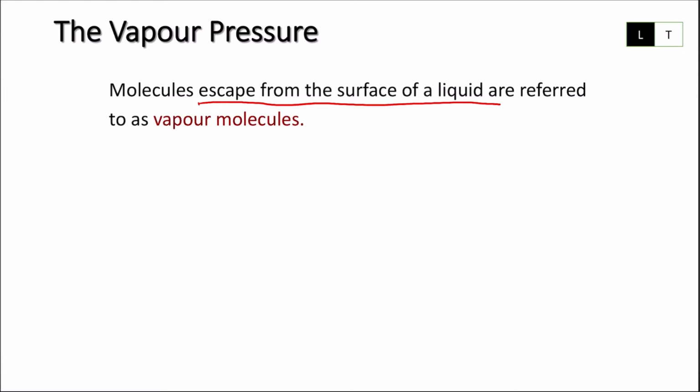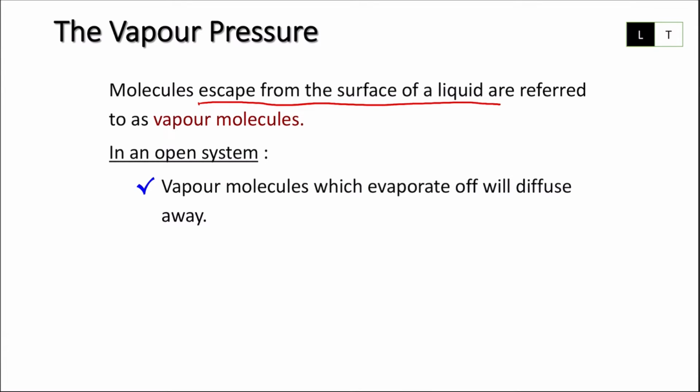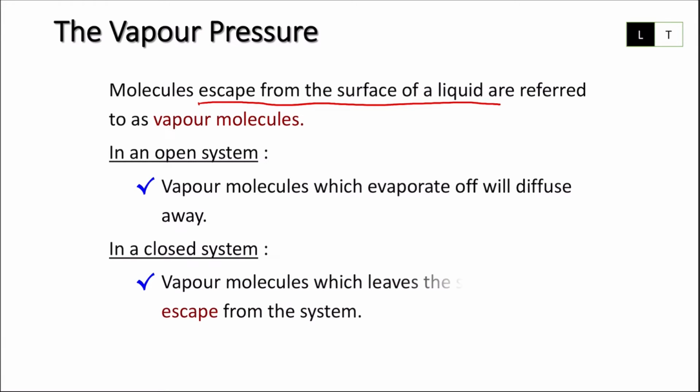Tetapi ada dua sistem untuk vaporization proses boleh berlaku. Satu, in an open system, di mana vapor molecules will diffuse away. Tapi ada satu lagi, in a closed system, where vapor molecules cannot escape from the system. So inilah yang kesian, sebab dia dah boleh leave the surface tapi dia cannot escape from the system. Yang ini, in an open system, vapor molecules ni boleh escape the surface dan boleh diffuse away. So dia dapat freedom dia.